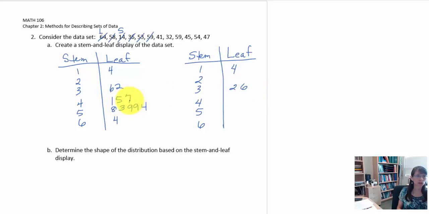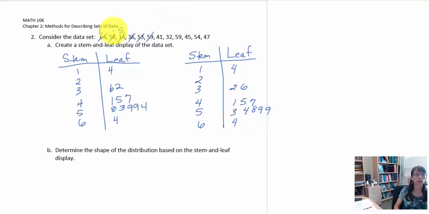1, 5, 7 is paired with the stem of 4, and those are in the correct order, so I'll just copy those. So see how I'm lining up the first leaf, lining up the second leaf? Make sure that you're neat about doing this, or you won't be able to see the shape of the data very well. For 5, I need 3, 4, 8, 9, 9. And finally, we only have a leaf of 4 paired with 6. So everything is in order now.